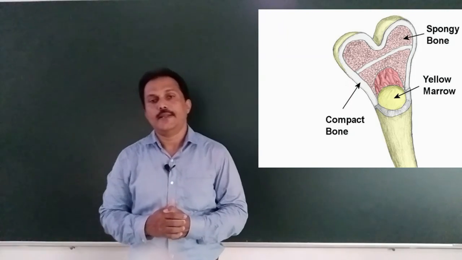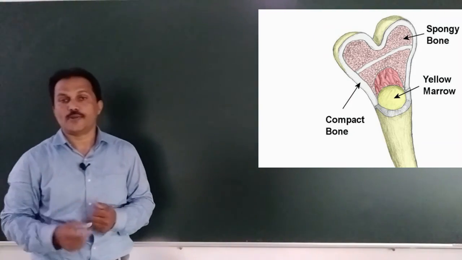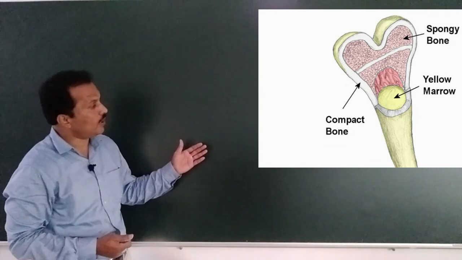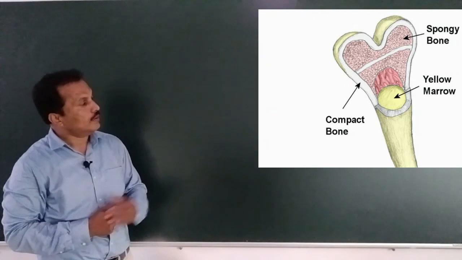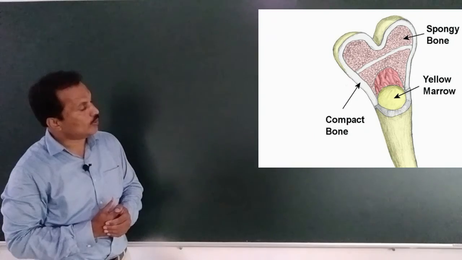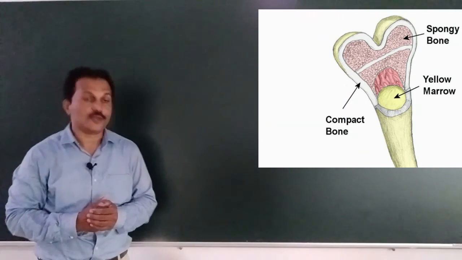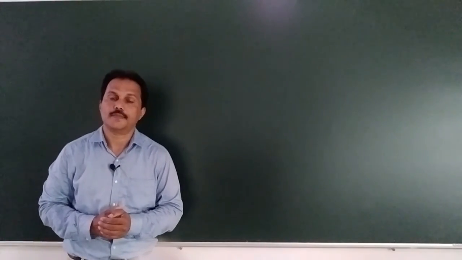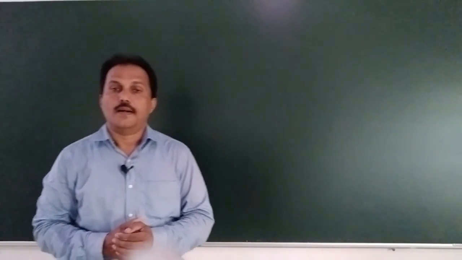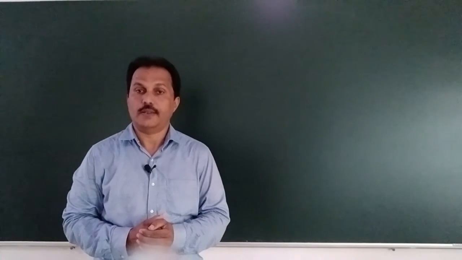Where do we find the spongy bone? What is the exact location of the compact bone? In this diagram you can see the spongy bone and the compact bone. This is the area where you will find the spongy bone, and this is the area where you will find the compact bone. So, this is about the structure of bone. Regarding the detailed cellular structure, we will discuss that tomorrow.